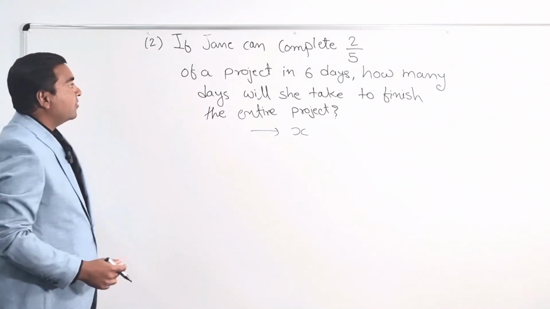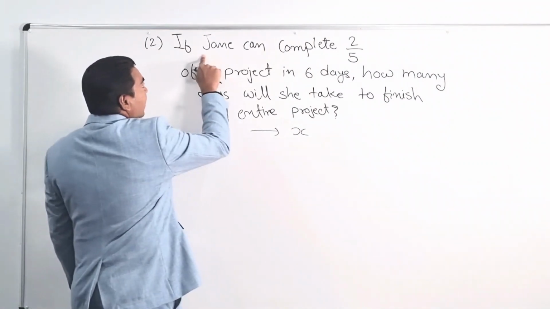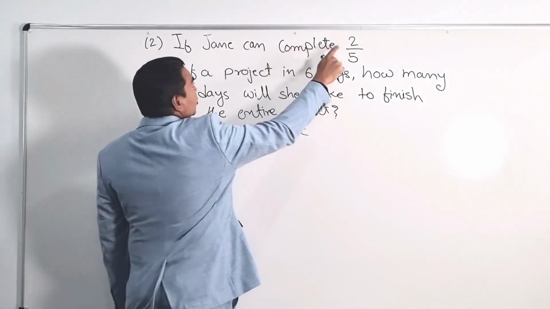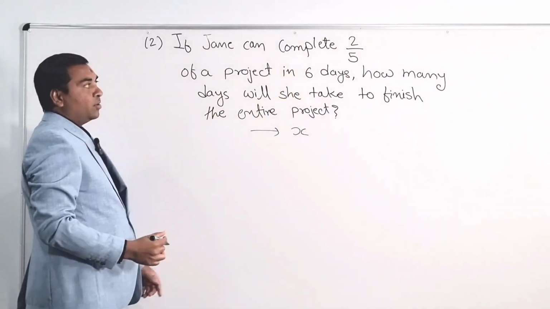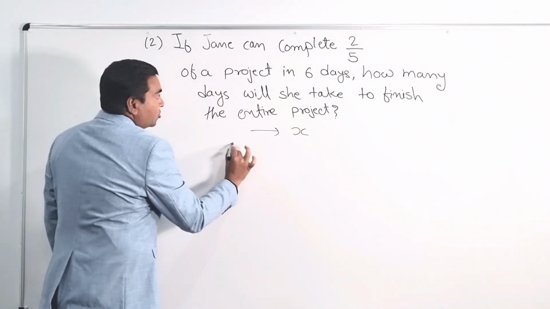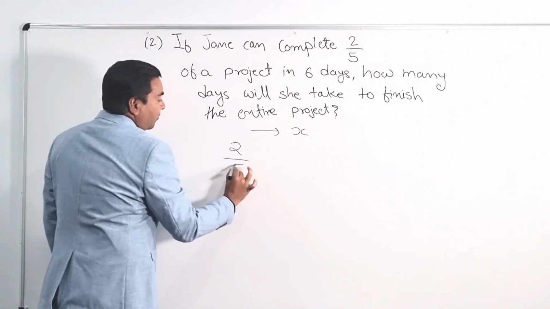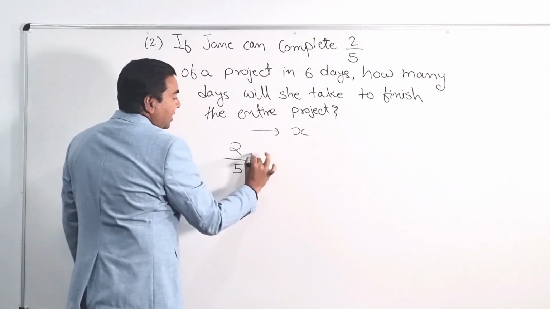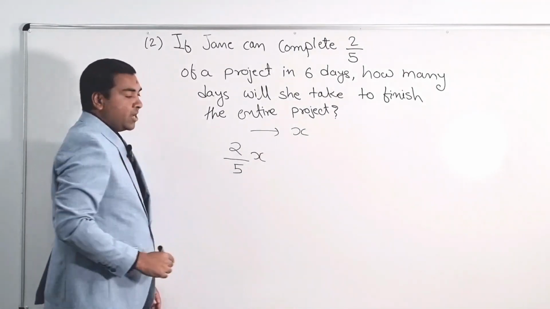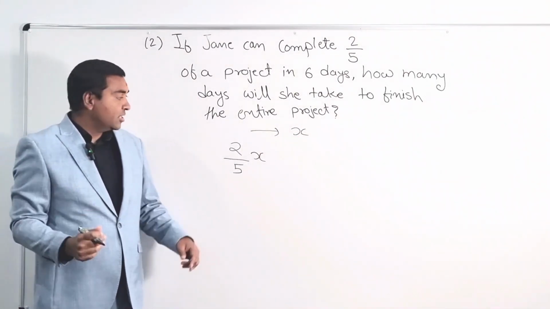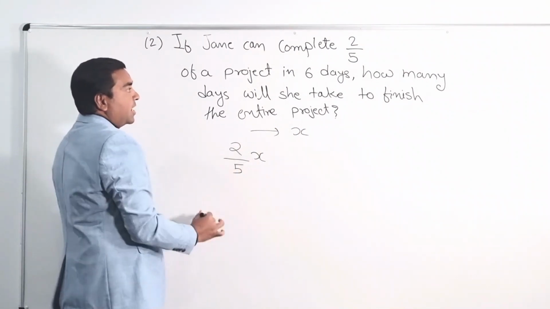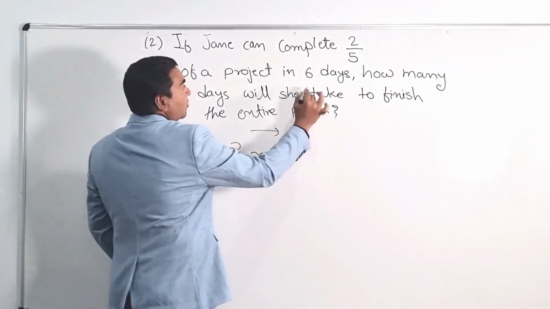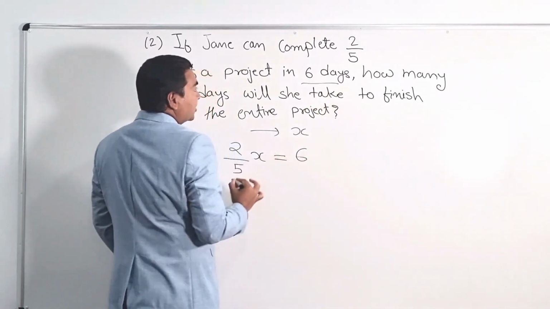Now let's start with the first sentence. If Jane can finish 2/5 of a project, so 2/5 of a project, that means 2 over 5 multiplied by x, because x is the entire project. How many days are required for the entire project? So 2 over 5 times x, and this is equal to 6 days. So I can put down that is equal to 6.